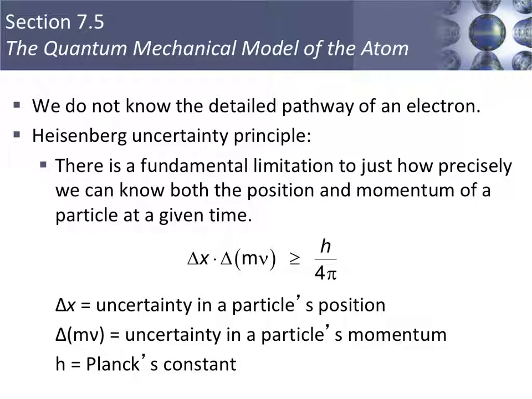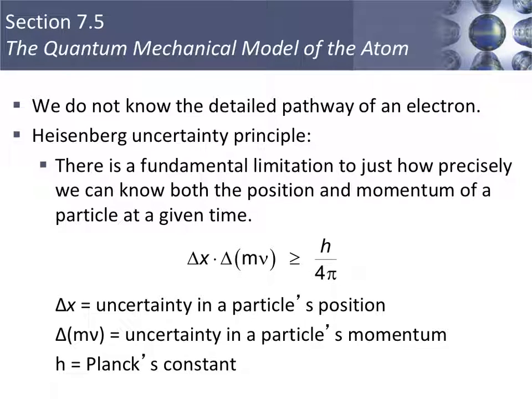So Bohr's model was great. It was a fairly simple model. It gave good theoretical correlation with the experimental evidence that was available. Unfortunately, as scientists began to consider more complicated atoms, that is, atoms with more electrons, a number of problems arose, one of which is described as the Heisenberg uncertainty principle.